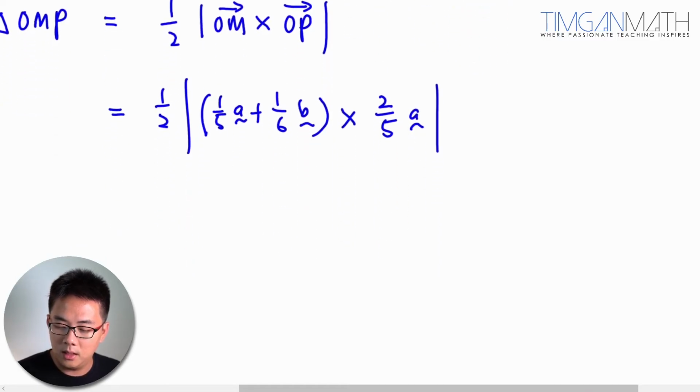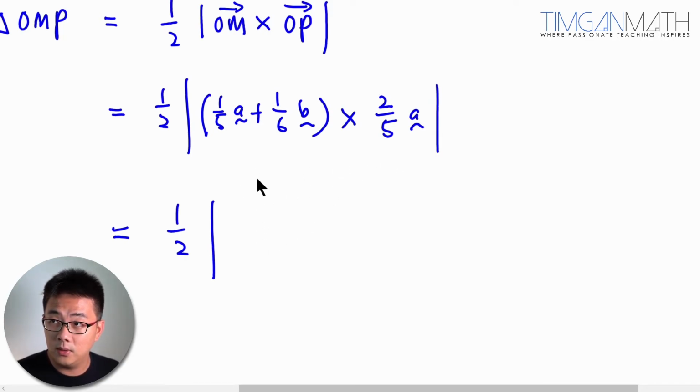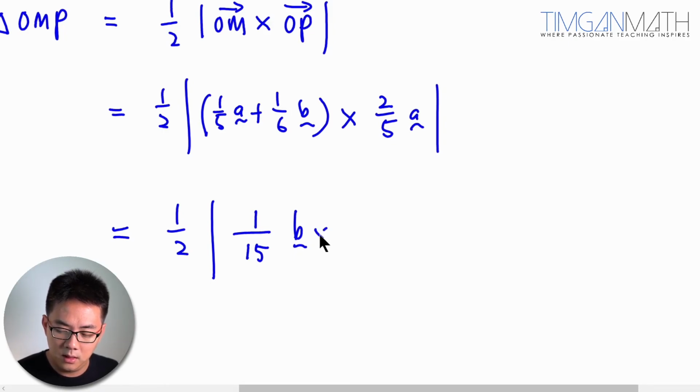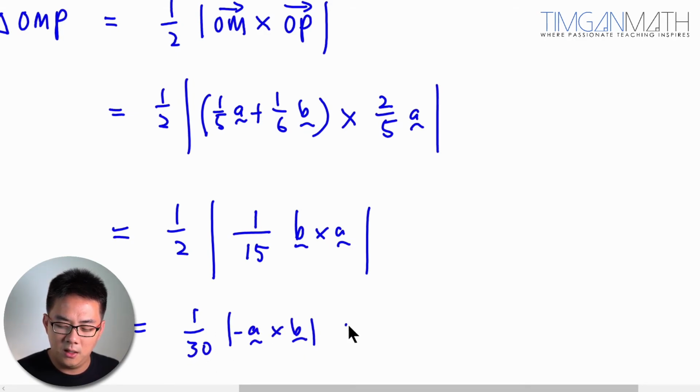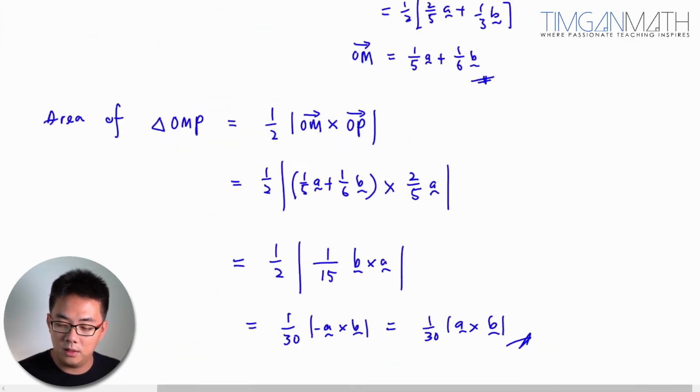In this case, A cross A is the zero vector, so you won't get anything. So what you get is 1/6 times 2/5, which is 1/15 B cross A. B cross A can be written as negative A cross B as well. So with the half, it is 1/30 A cross B. So that's about it. I think this question here is not too bad.